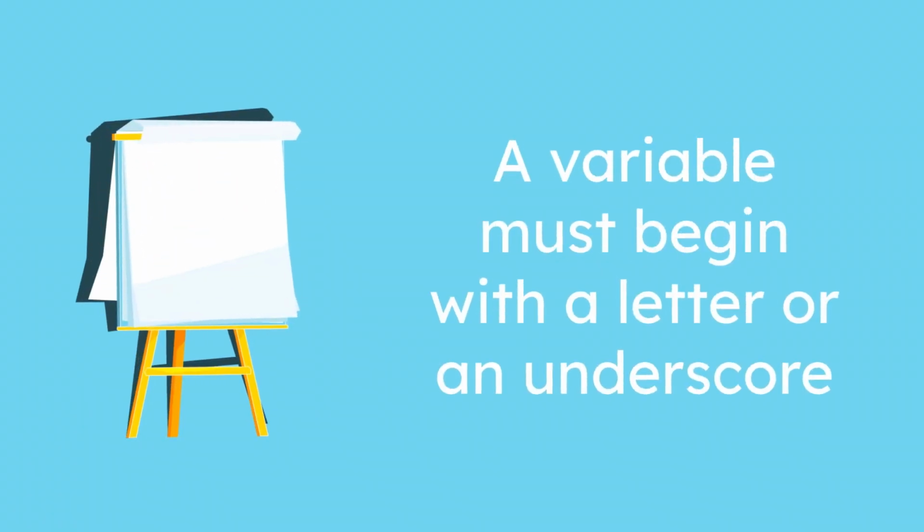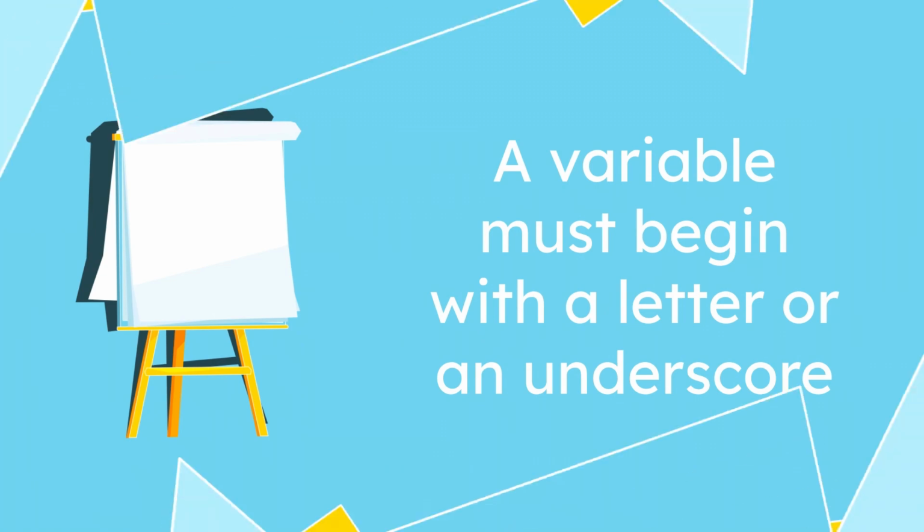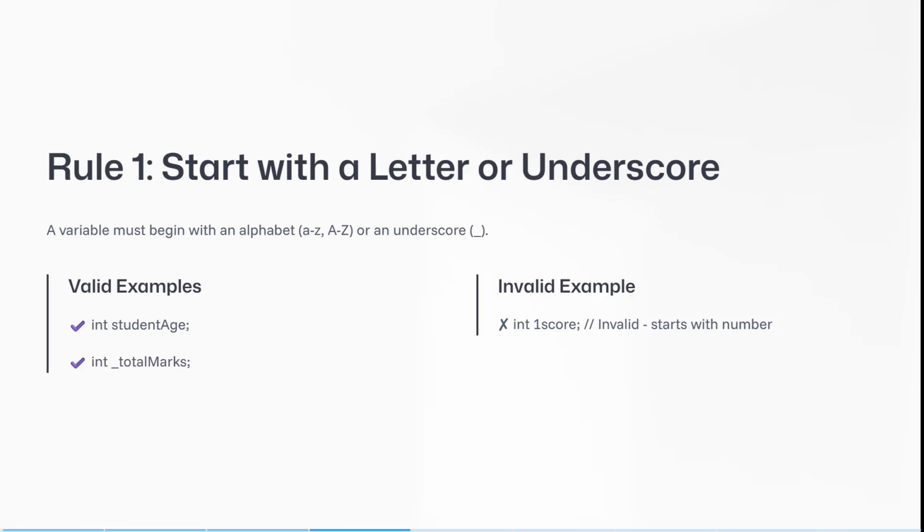A variable must begin with a letter or an underscore. In C#, a valid variable name should always start with either an alphabetic character, like small a to small z or capital A to capital Z, or an underscore character. For example, int studentAge, int _totalMarks. These are valid names because they start with a letter or an underscore.